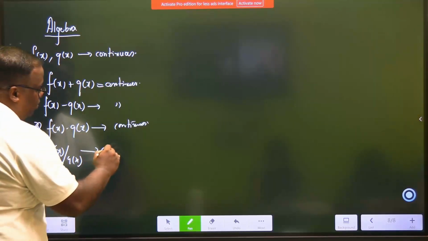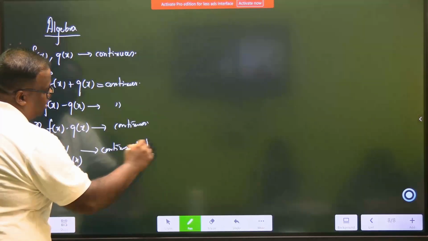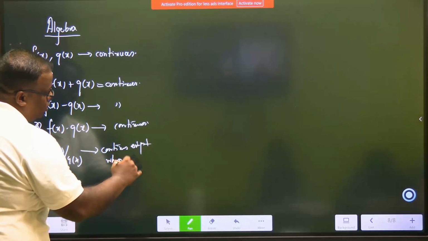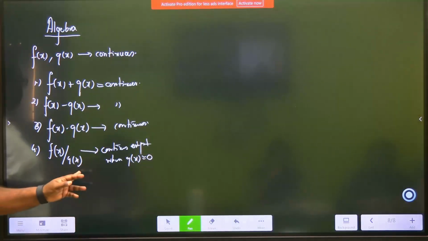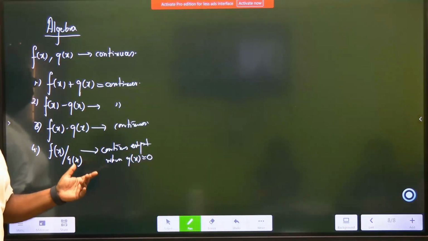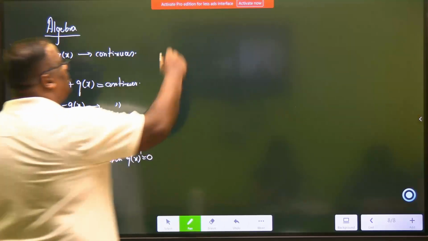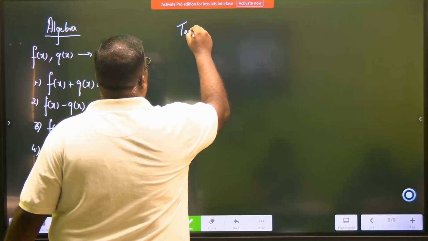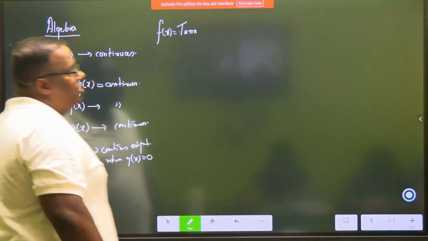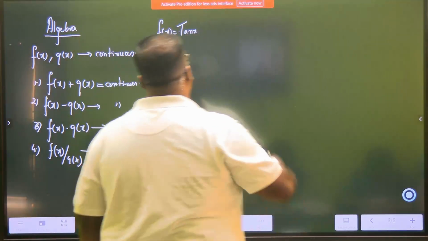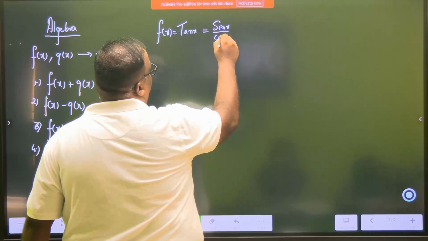This is continuous except when g(x) becomes equal to 0. Because if g(x) becomes 0, this function is not defined. It cannot be continuous. A very nice example is the function tan x. f(x) equal to tan x can be written as what? Sin x by cos x.